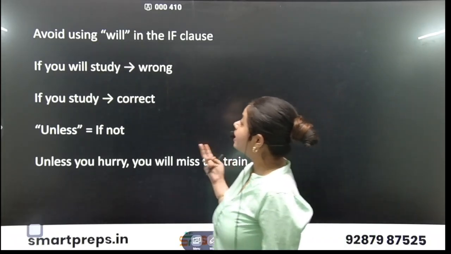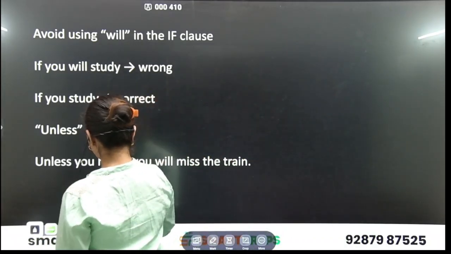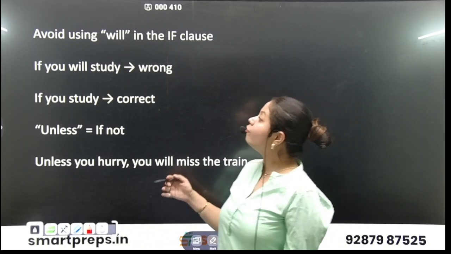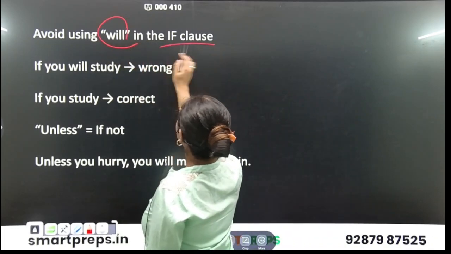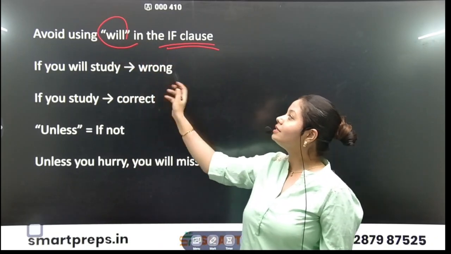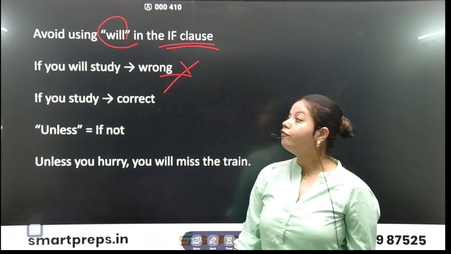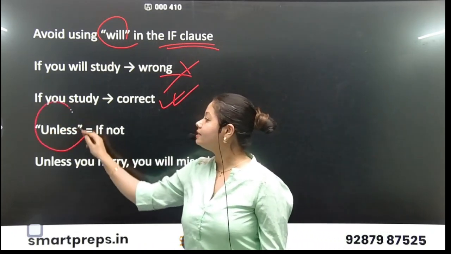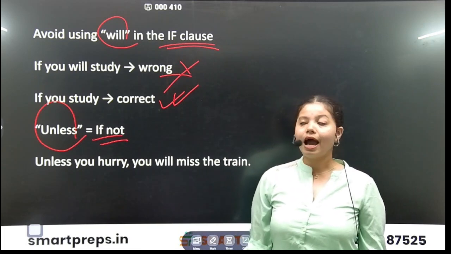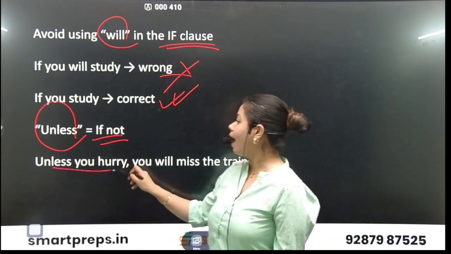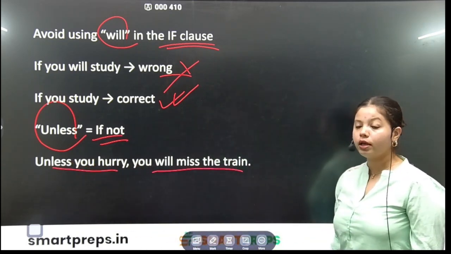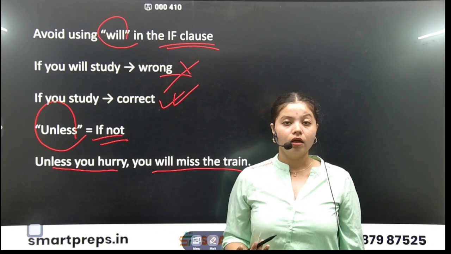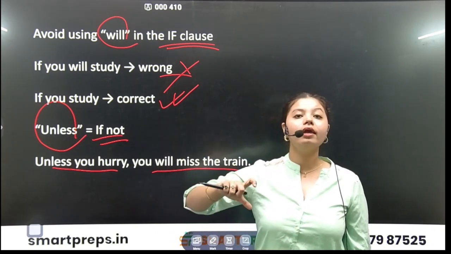Now the continuation of the important rules. First, we have understood that we have to use were instead of was. Next, avoid using will in the if clause. If you will study is wrong. If you study is correct. Next, unless is equal to if not. Unless you hurry, you will miss the train. It means you have to hurry to catch the train.